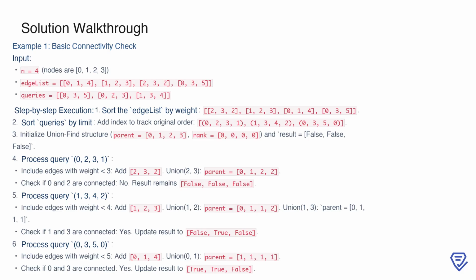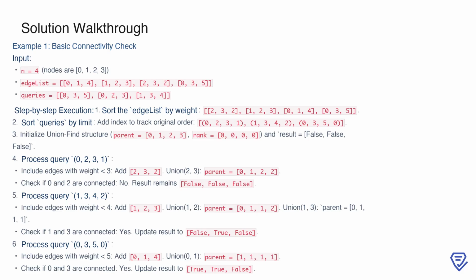Next, we initialize a union find structure to help us manage connected components efficiently. Initially, each node is its own parent, and the rank array is set to 0. The result array is also initialized to false for all queries. Now, processing the first query, we include edges with weights less than the limit. After adding the edge between nodes 2 and 3, we perform a union operation, updating the parent structure. Checking the connectivity between nodes 0 and 2 reveals they are not connected, so the result for this query remains false.